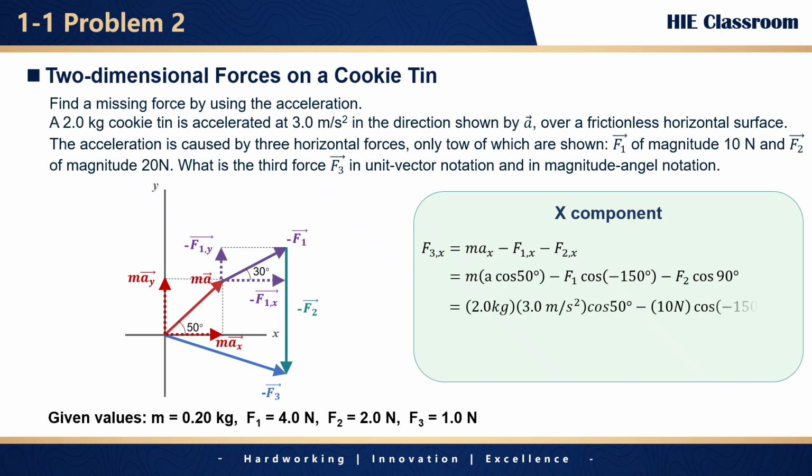Now put in the values. We will have 2 kilograms times 3 meters per second squared times cosine 30, minus 10 N times cosine negative 150, minus 20 N times cosine 90. Evaluating this, we find F3x equal to 12.5 N.